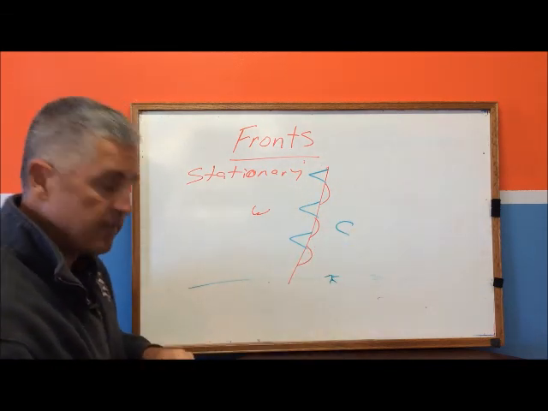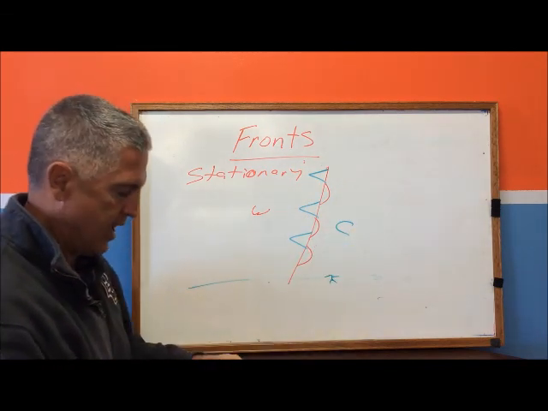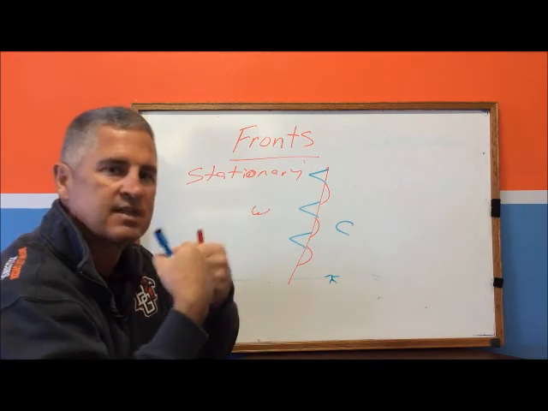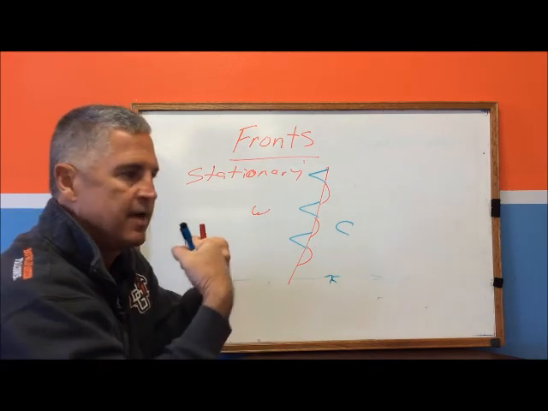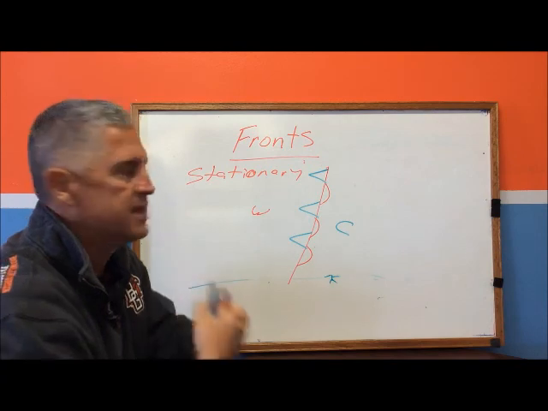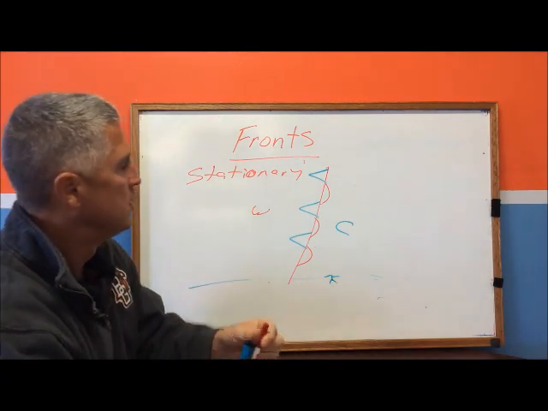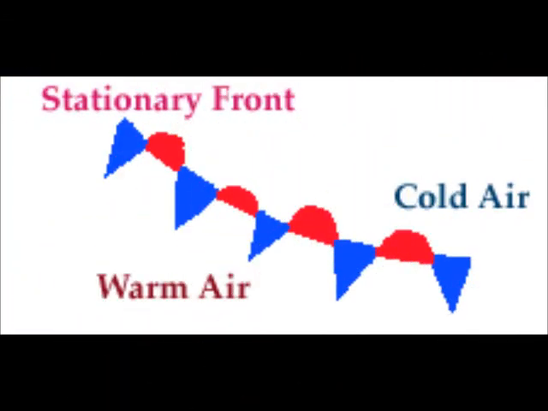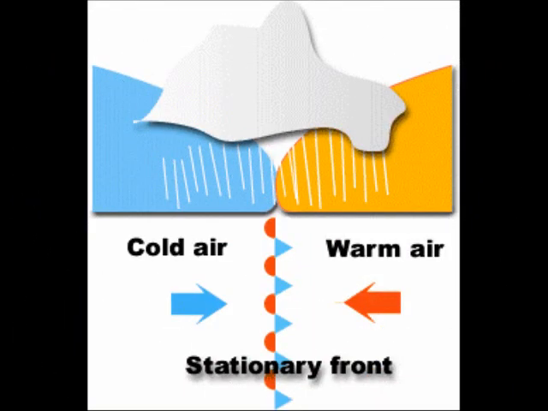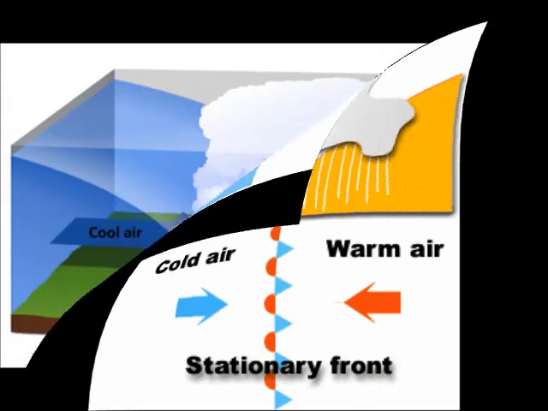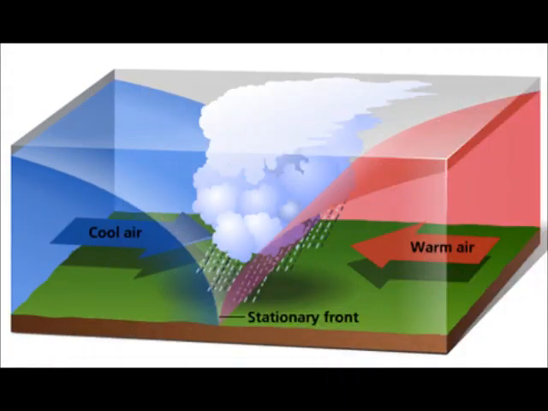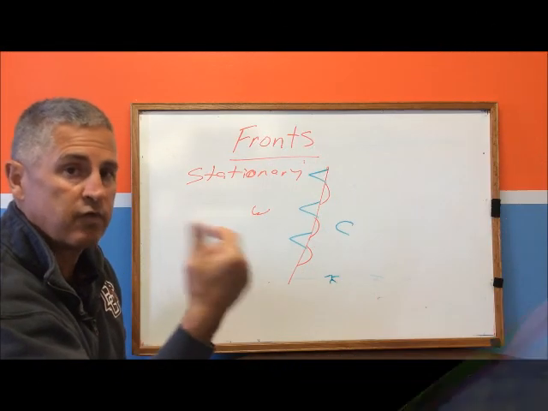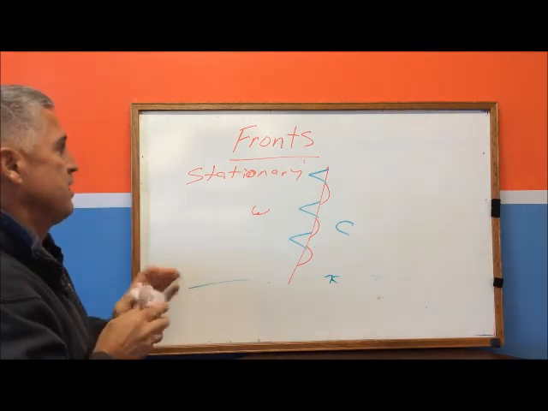So what's happening in a stationary front is basically that. It's stalled. It's the Mexican standoff. They're like this. There's no movement plus or minus. It hasn't quite overtaken it. So cold air on one side, warm air on the other, stationary front. So warm front, cold front, occluded front, and stationary front.